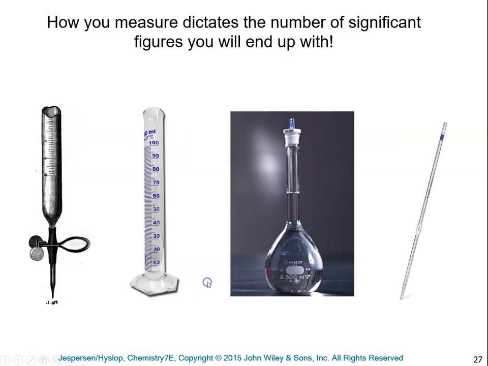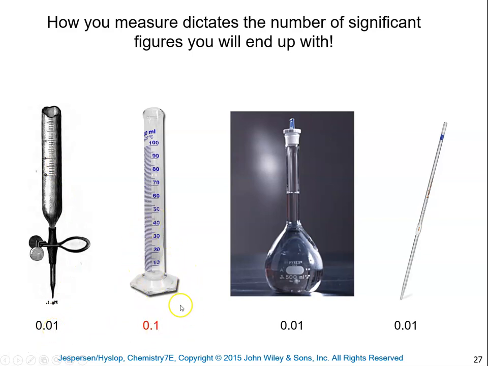So let's just practice this with an actual example. How you measure the whatever it is, the water, the length, the weight, how you measure that will dictate the number of significant figures that you'll end up with. So for example, if we have a burette, burettes typically have significant figures of 0.01. Their gradations between the units are by 0.1, and then you can estimate that last digit.